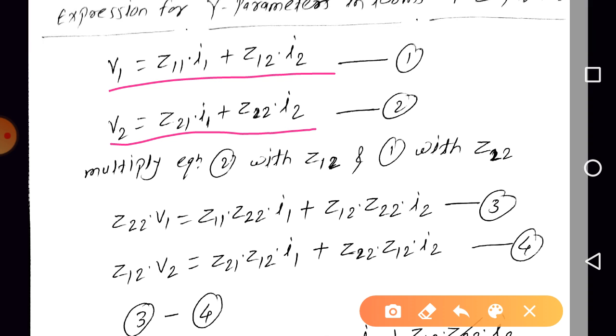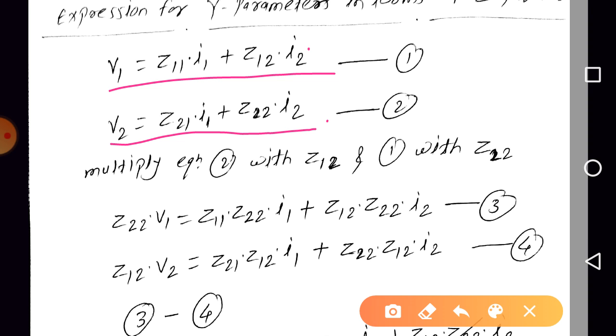Now we need to find the y parameters, which means ultimately we need to rearrange these two equations in terms of currents, that is i1 and i2 in terms of v1 and v2, which is the characteristic equations of the y parameters form. Are you getting the point? We need to rearrange these two equations in such a way that we get the expression for i1 and i2 in terms of v1 and v2. So how to simplify it?